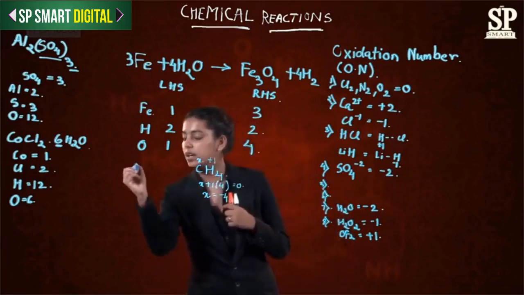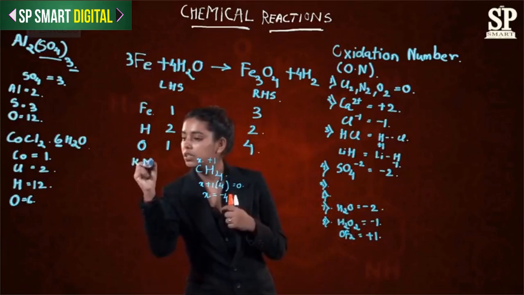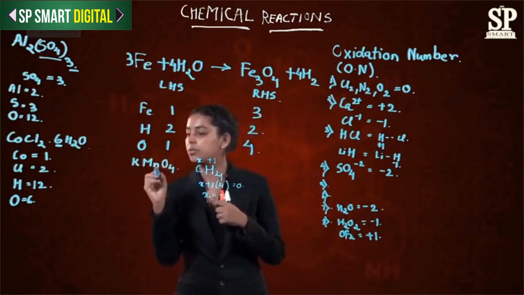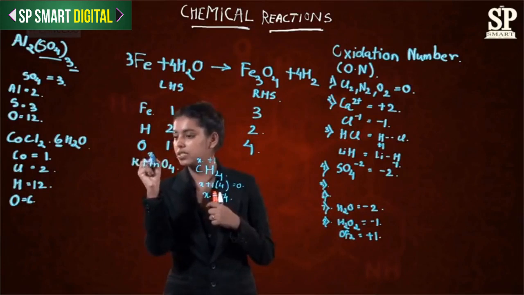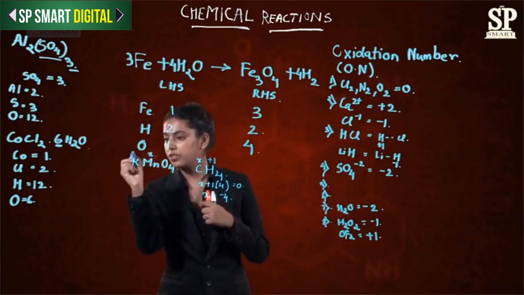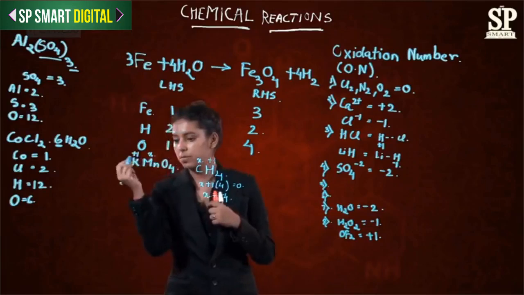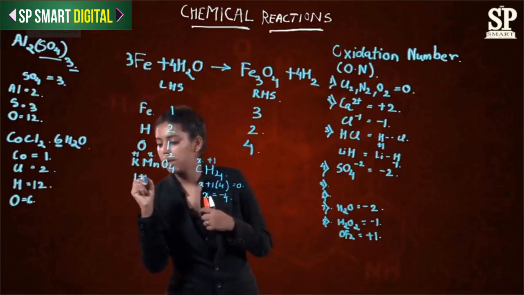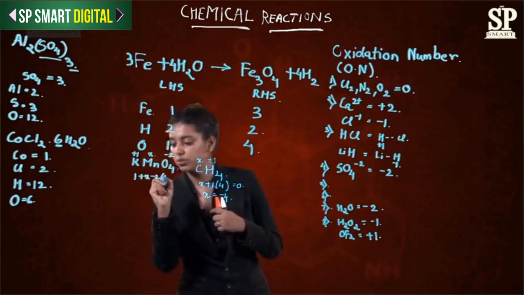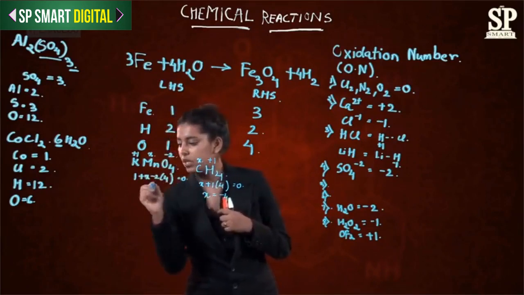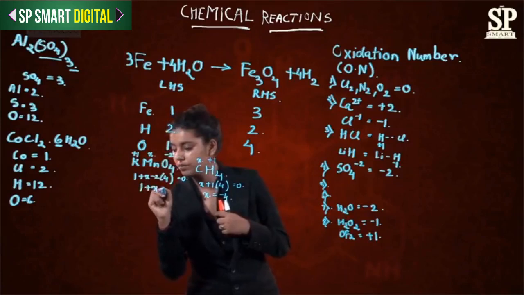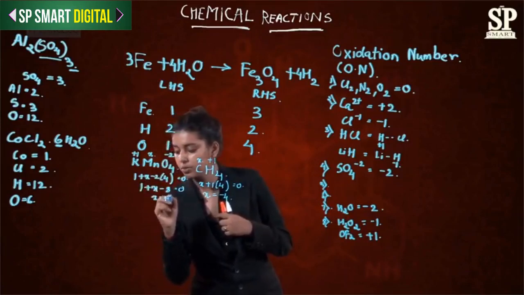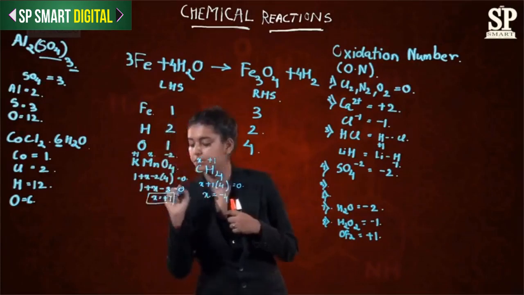Let's take another example where we have to find out the oxidation number of manganese. We are giving this x. For potassium, we know that it's plus 1. For oxygen, it is minus 2. Thus 1 plus x minus 2 into 4, it gives 0. And thus x is equal to plus 7.